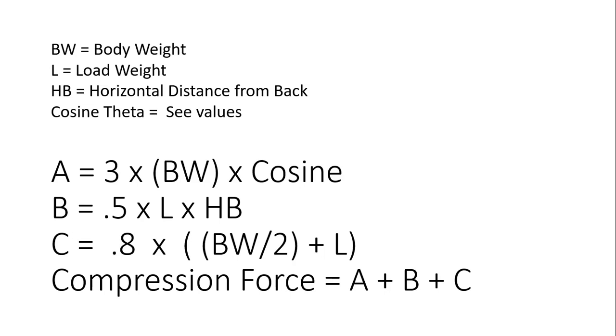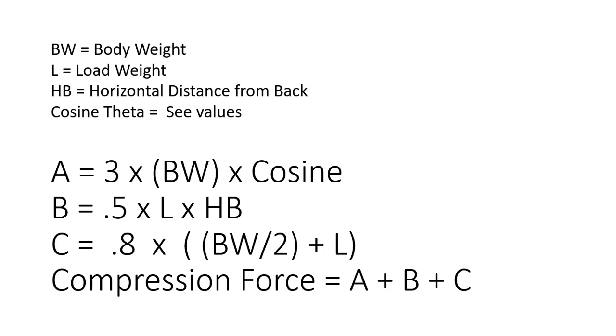And then finally C, this one's a little bit uglier because we've got some multiplication, division, and addition all going on inside the same equation. So we need a couple sets of parentheses to set the precedence or the order of operation properly. So it's going to be the body weight divided by 2, that quantity added to the load weight, that quantity multiplied by 0.8. And that will give us the value for C.